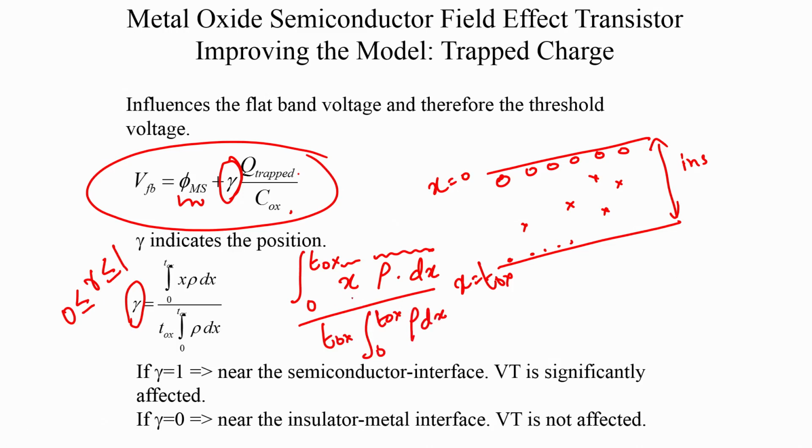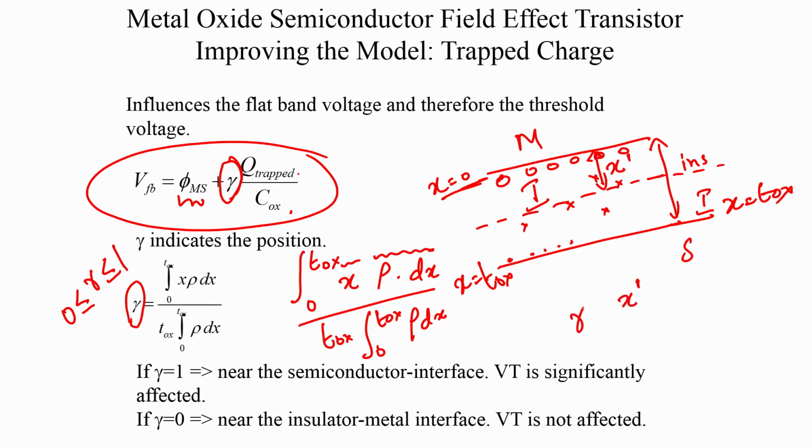What this is telling you is, if the gate metal insulator interface is x equal to 0, and the insulator semiconductor interface is at x equal to Tox, it is trying to estimate the mean position for all the charges. If we call the mean position x dash, then gamma is equal to x dash by Tox.